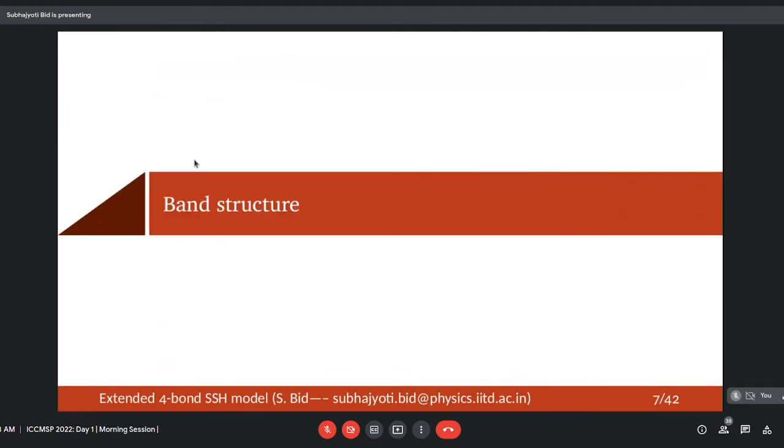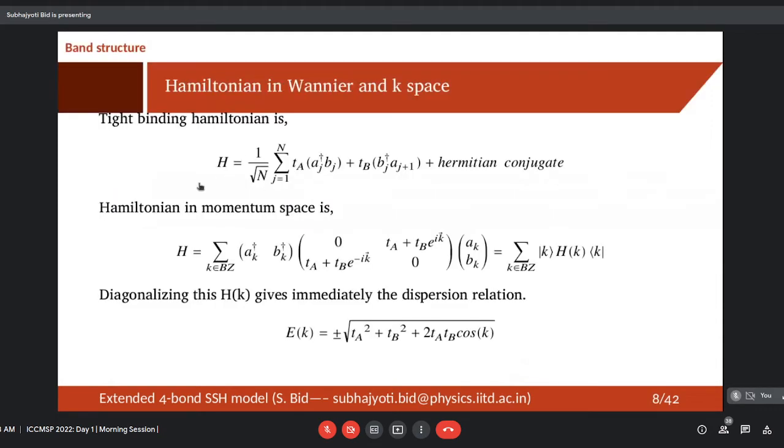For analyzing the band structure, what I need is to write the tight binding Hamiltonian first in real space, which looks like this. Then I need to Fourier transform it to k space, which looks like this. And then I need to diagonalize this Hamiltonian, either by Mathematica or by hand, whatever one wishes, to get this dispersion relation. And I plot this dispersion relation for three different parameter regions.